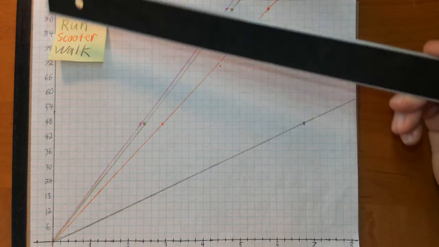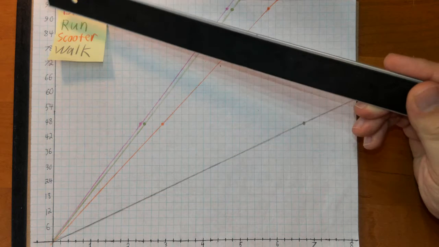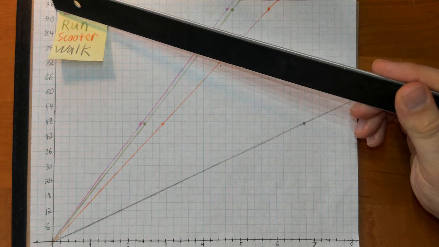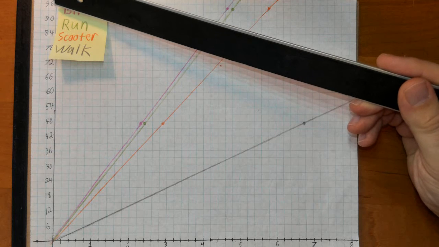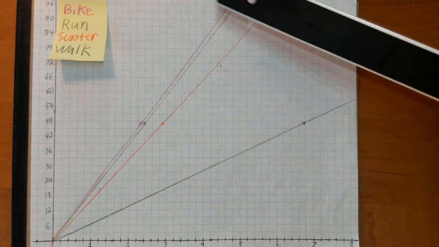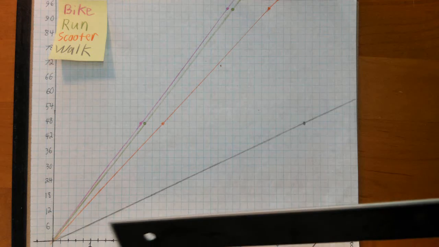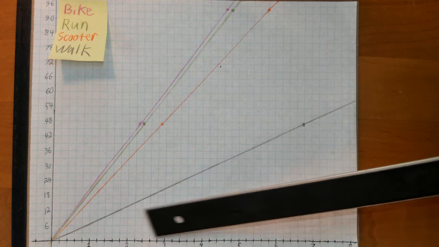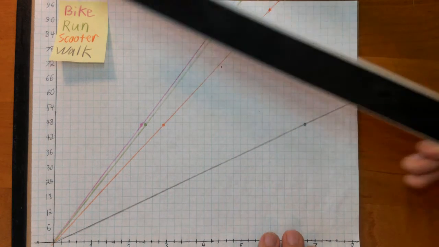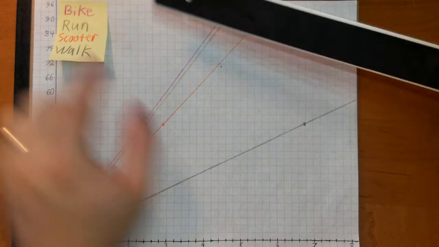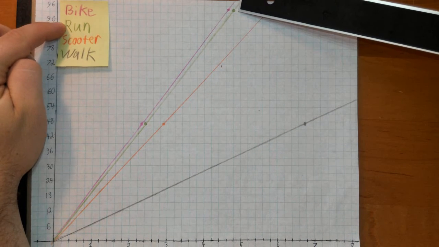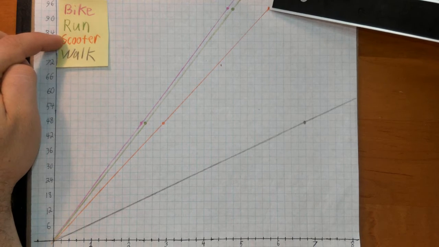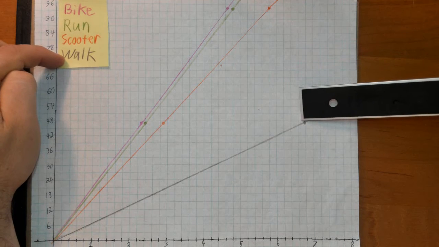Along the y-axis is feet, and it's approximately 94 feet, which would be right here, for the distance across a basketball court. The x-axis is time in seconds. So what we have here is the time it takes us to travel across a basketball court with a bike, running across the basketball court, on a scooter, or walking across the basketball court.